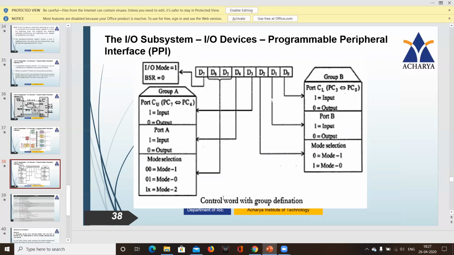Now let us go to D4. In D4, you are seeing if this particular bit is 1, then the entire port is acting as input port. This also you could understand. If it is 0, the entire port is used as output port. Now coming to D3.